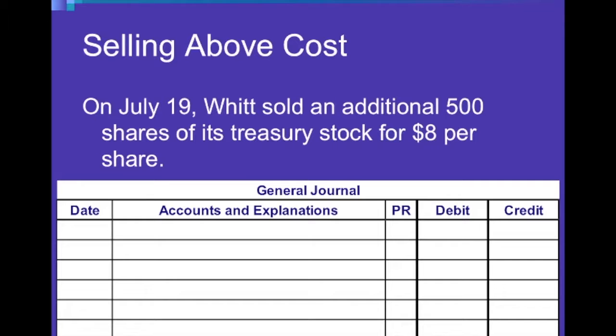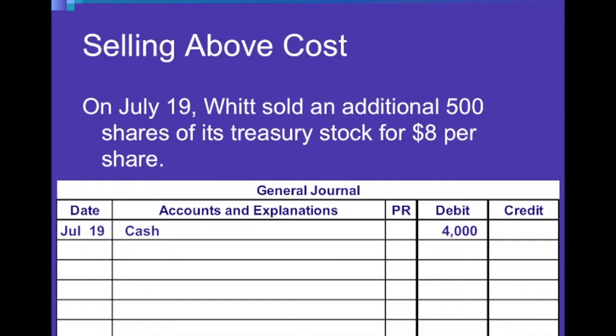Let's look at something just a little bit trickier. Let's say on July 19th, WIT sold an additional 500 shares of its treasury stock, but this time for $8 per share. So this journal entry is going to be a little bit tougher. First, we know in this transaction, if we sold those treasury shares, that we got cash. So we're going to debit cash, and the amount to debit cash for would be the $8 per share times those 500 shares, which gives us a total debit to cash of $4,000.